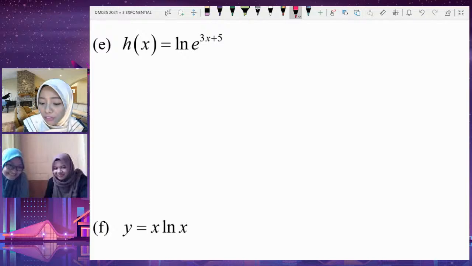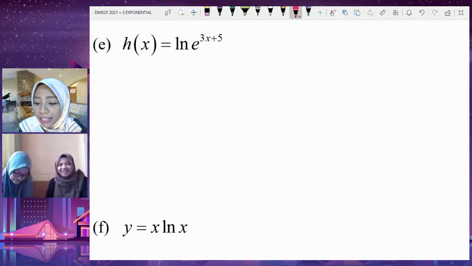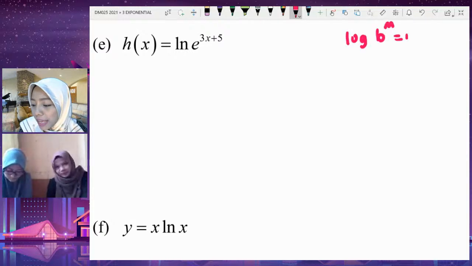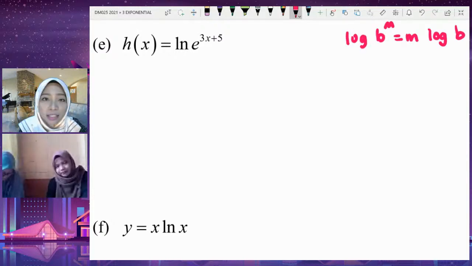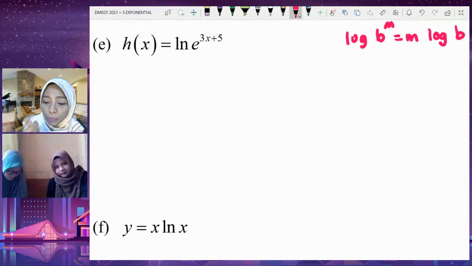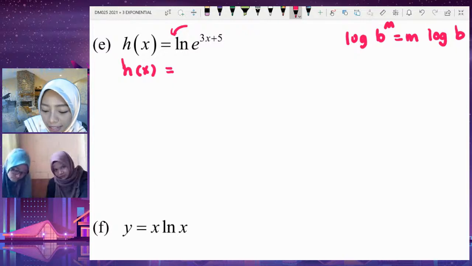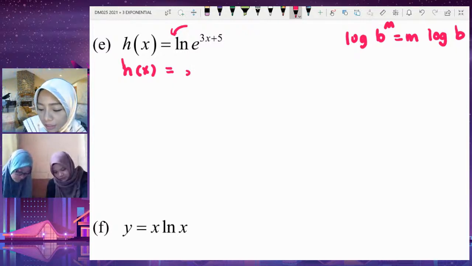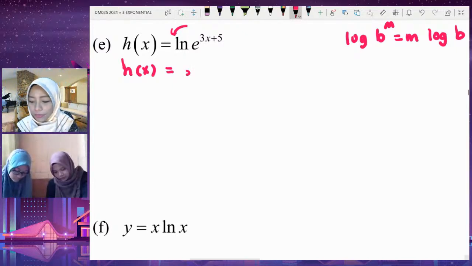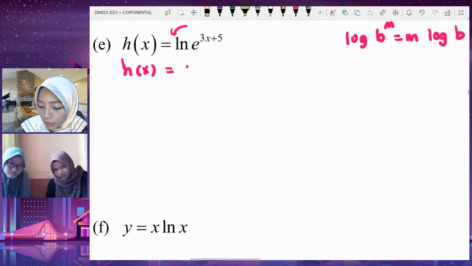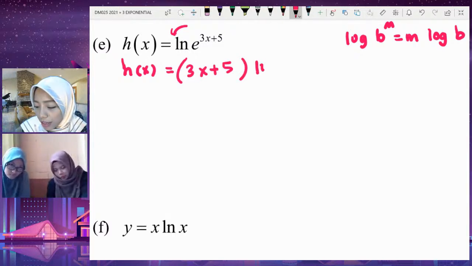Okay, first step. The same thing, log properties. Log b to the power of m equals m log b. This is not chain rule. This is log properties. So what we're gonna do is, it's still h(x), 3x plus 5 to the front, and then ln e.